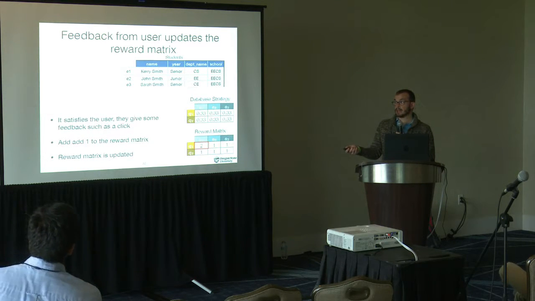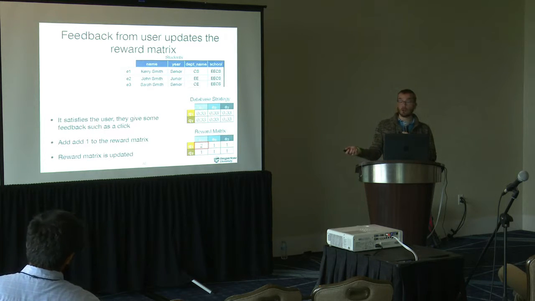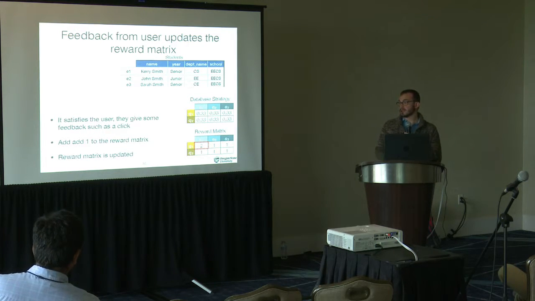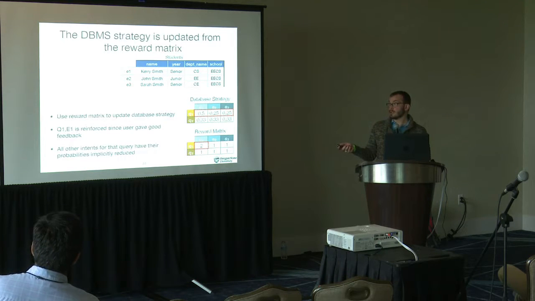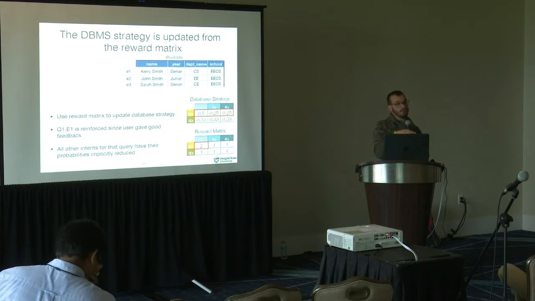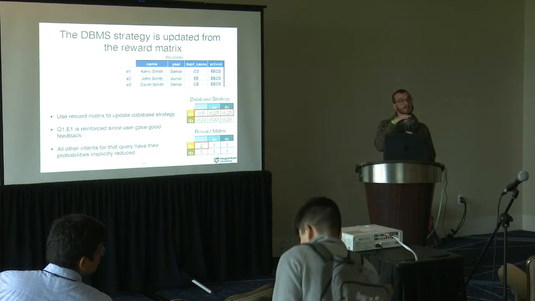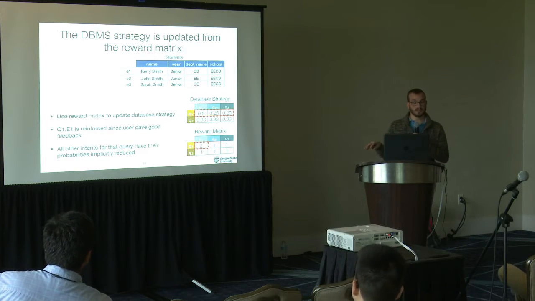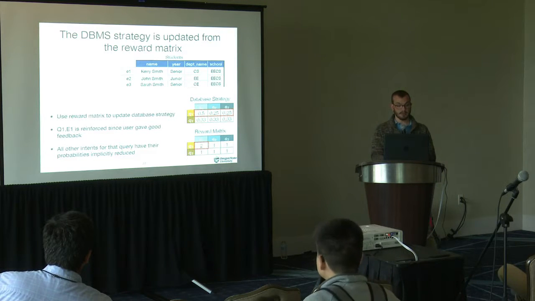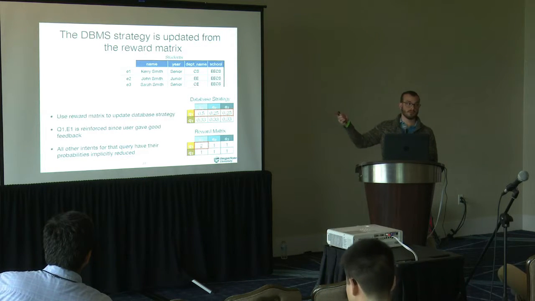And we're going to add 1 to the reward matrix here. And so our reward matrix, that cell actually goes up. So now it's 2. And now that the reward matrix is updated, we update our database system strategy. So the database strategy is going to go up. So you see Q1, E1 here increases to 0.5 because now it's 2 over 4. And then what's nice about this is the E2 and E3 are implicitly decreased. So now they become 1 over 4. So the probability of the other intents went down when we reinforced E1.